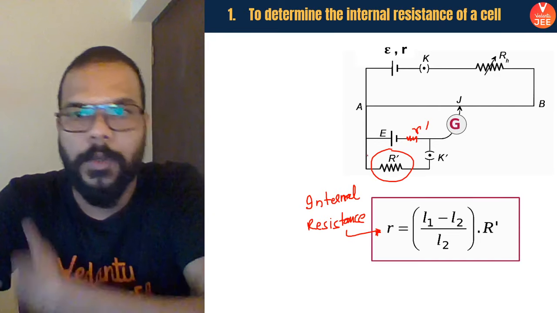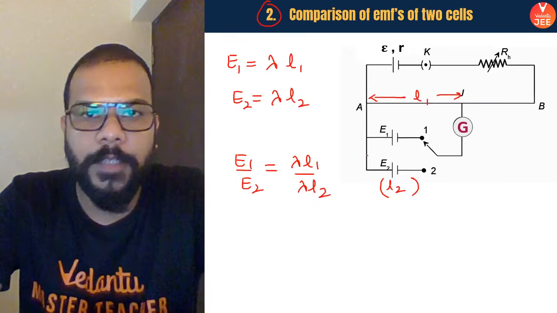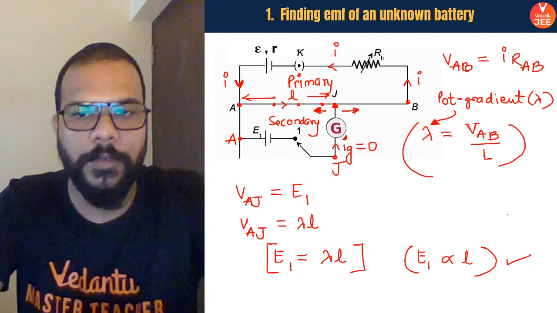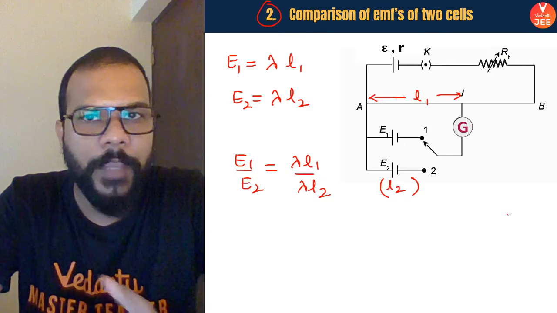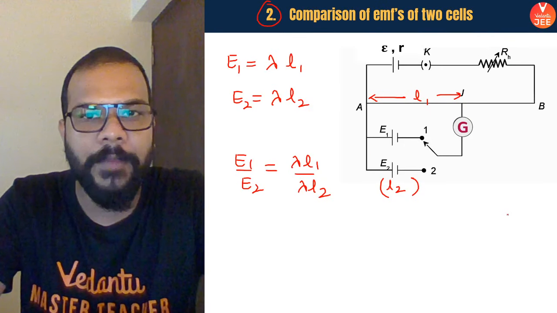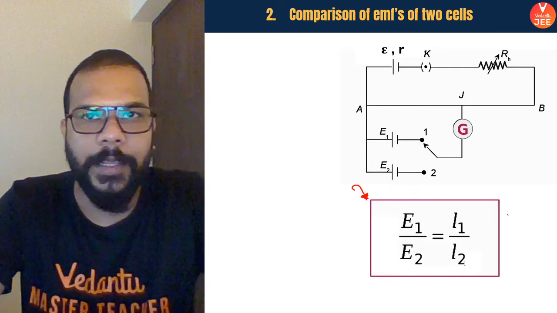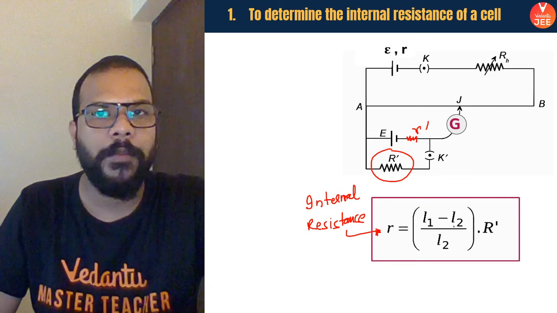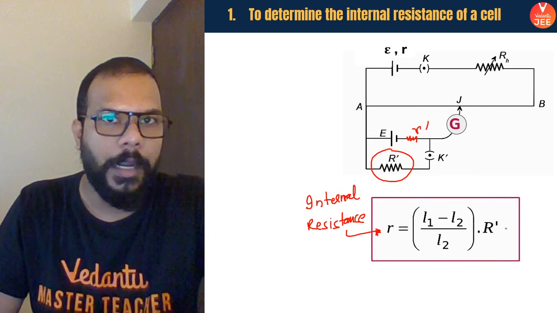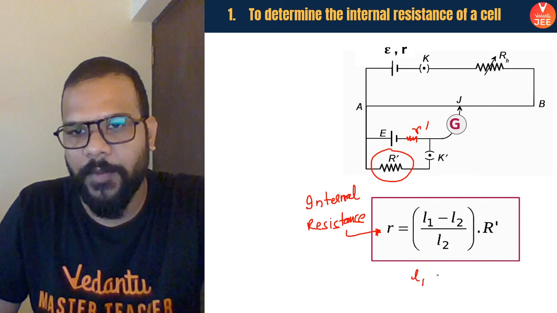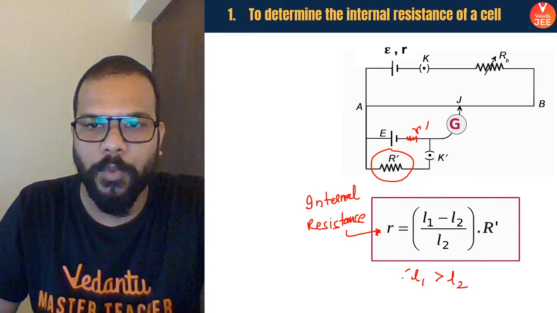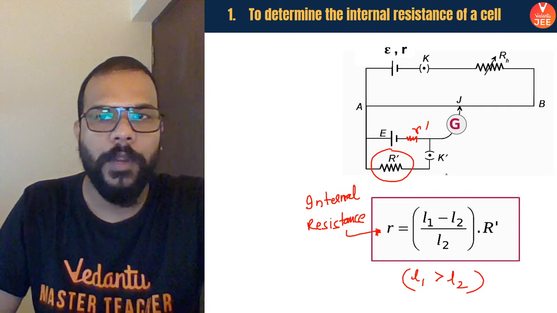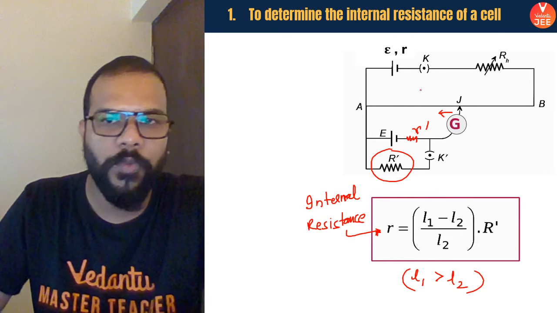Okay guys, so I hope these three results are easy for us to remember. This was the first result: when the battery's EMF is to be found, it is just equal to lambda L. When we are comparing the EMF of two batteries, then it is simply the ratio of their balancing point lengths. And when we are finding the internal resistance, it is L1 minus L2 upon L2 into R dash. It actually tells you that L1 will always be greater than L2. That means before key K dash was connected, the balancing point length was more, and after that the jockey will move to the left side.